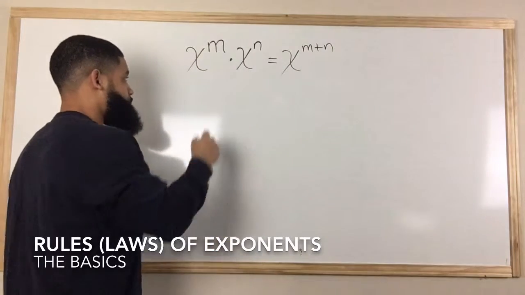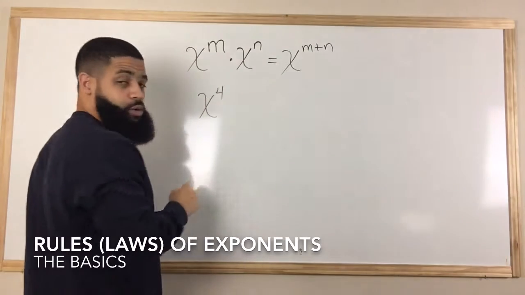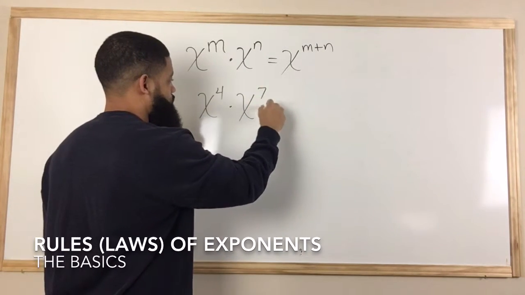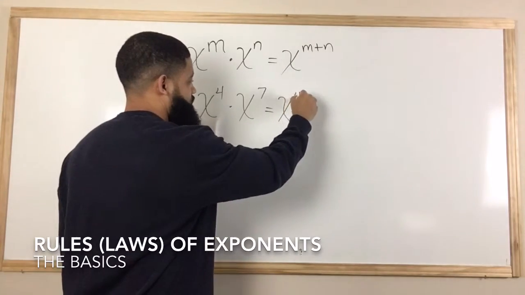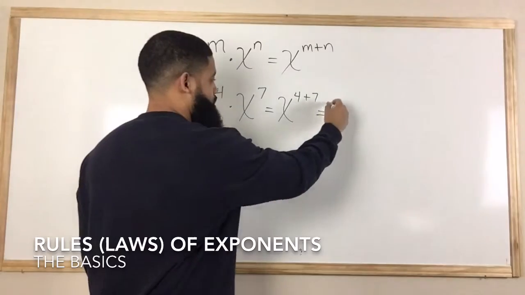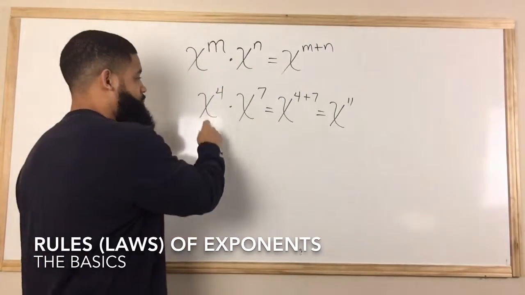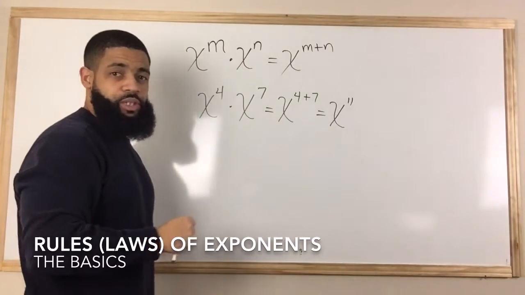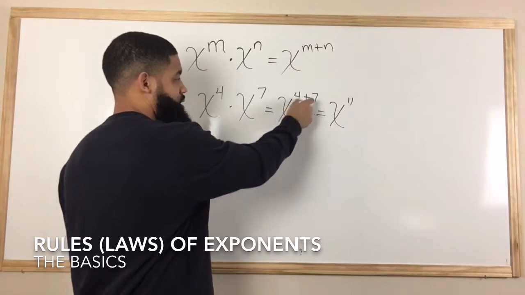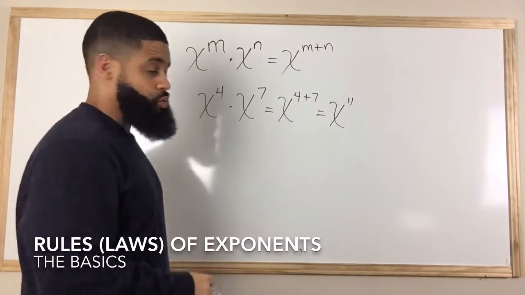So for example, if I have x to the 4th power times x to the 7th power, then what I have is x to the 4 plus 7th power, okay? Which if we add 4 plus 7, we will get 11. So if we have the same base but different exponents and we're multiplying those 2 terms together, we can keep that base and simply add the exponents to simplify that. So that's the product rule.